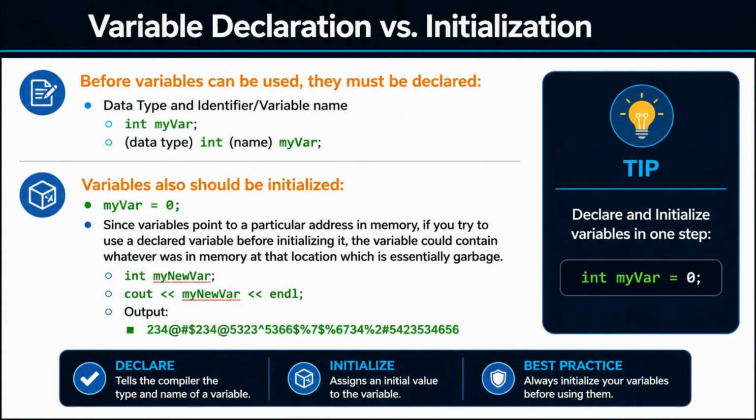Before a variable can be used, it must be declared with a data type and a name, like int myvar. Int is the type, myvar is the identifier. It should also be initialized, like myvar equals 0, since a variable points to a spot in memory, and using it before initializing means it could contain whatever garbage was already sitting at that address. You'll see exactly that kind of garbled output if you try. Best practice. Declare and initialize in the same step, like int myvar equals 0.